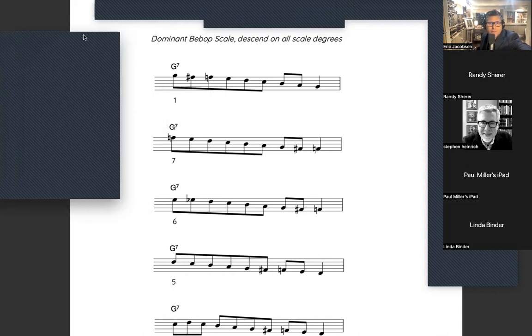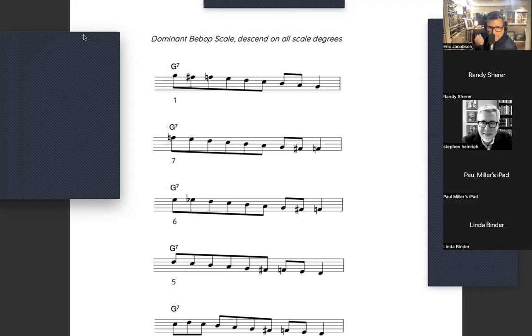All right, so what I'm going to do is play the scale descending down from the 1. Simple, okay? Practice playing the scale in as many octaves as you can play on your instrument. So that's a good first start, just practicing the scale starting on the 1.